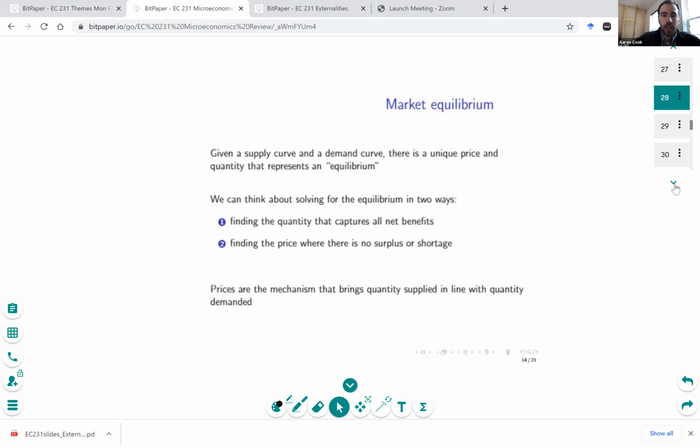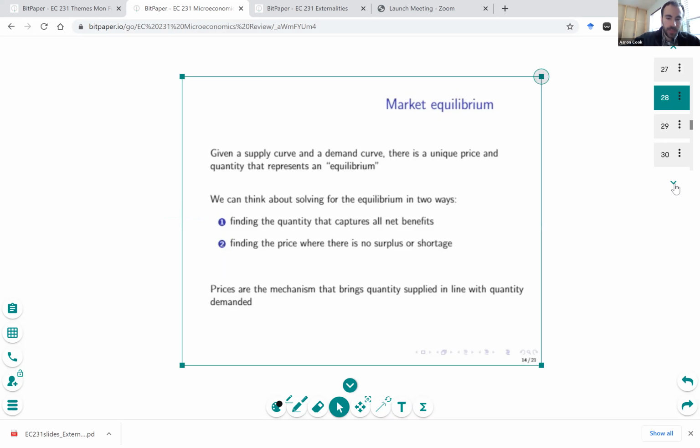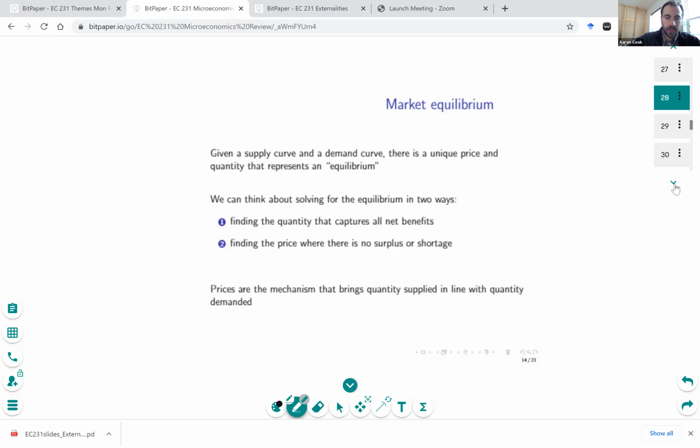And you can think about this market equilibrium in a couple different ways. The first way that I like to think about it is from a quantity perspective. The equilibrium quantity is the quantity where all the potential beneficial trades are exhausted, where all the opportunities that buyers and sellers have to make each other better off through exchange, all those opportunities are already captured.